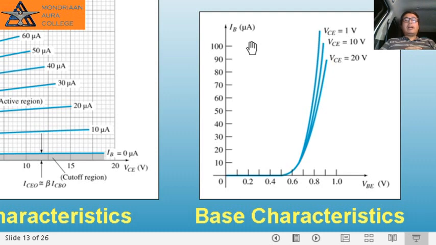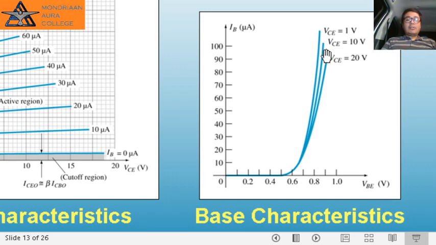Bakit I sub B ang y-axis natin for the common emitter? Dahil ang I sub B or the base current is the input current of the common emitter configuration. Sa x-axis naman natin, we have V sub BE. Again, double subscript notation. No? So, this is base emitter voltage. Alright? So, this is measured with respect to the emitter. Alright? Bakit VBE ang ating x-axis? Dahil ang VBE natin ay ang input voltage ng common emitter.